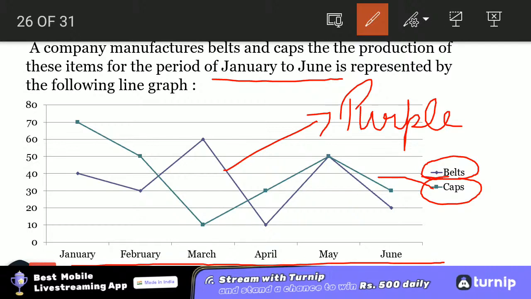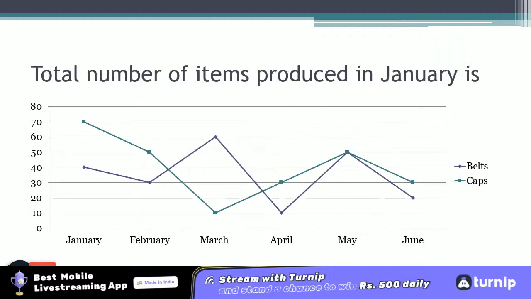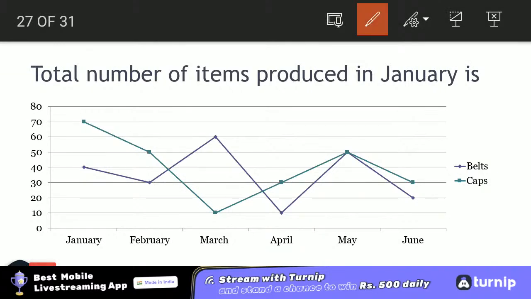So there are different questions which we will be discussing and you need to answer. Be very careful since it is talking about two things in this particular graph, that is belts and caps. So the very first question is total items produced in January.